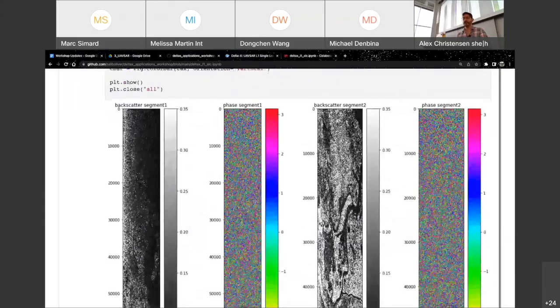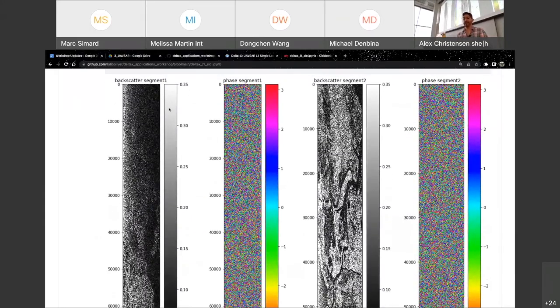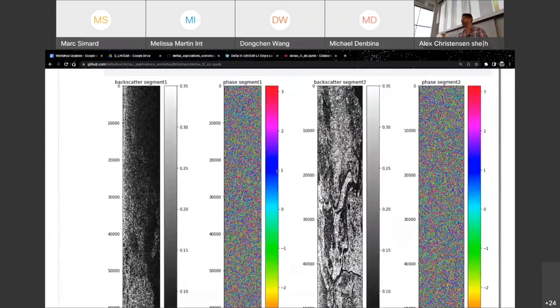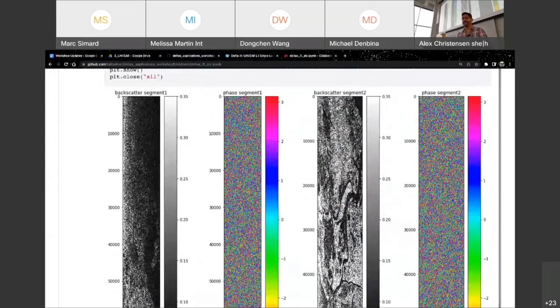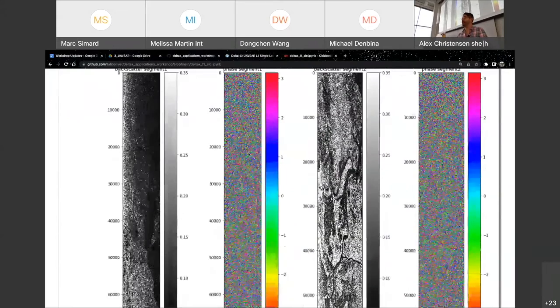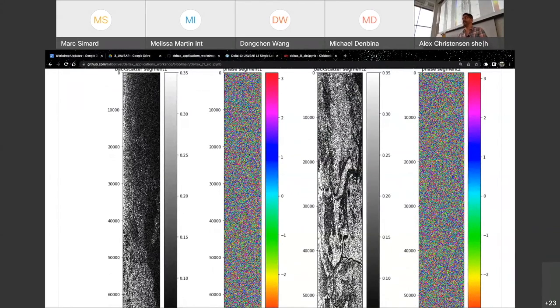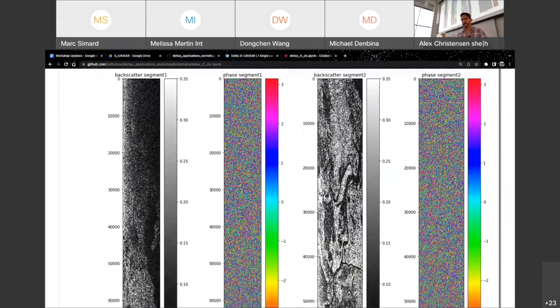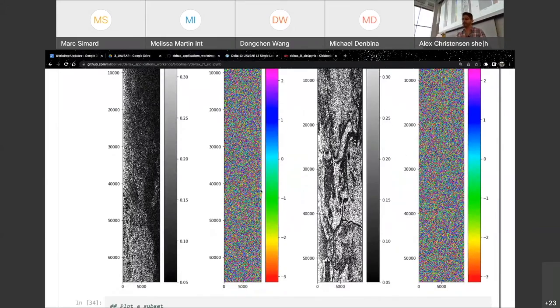So this is how the actual acquisition looks. On one side, we have the backscatter of segment 1 and the phase. And you can see how a single phase looks all like noise. This is because an isolated phase does not make sense until you compare it with a second phase of the same area. It's not until you do the interferogram and compare two different acquisitions that it starts making sense. That's why we need to do the interferometry and compare the two phases. But this is just to show you how it looks. Don't worry too much about it.